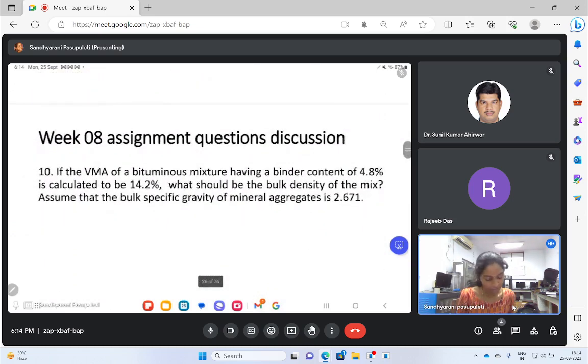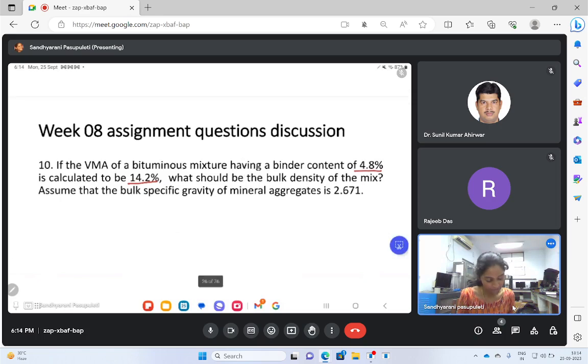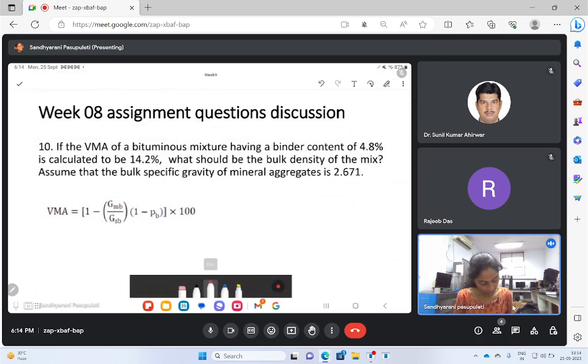If the VMA of a bituminous mixture having a binder content of 4.8% is calculated to be 14.2. So VMA is given as 14.2 and the binder content is 4.8. What should be the bulk density of the mix? Assume that the bulk specific gravity of aggregates is 2.671.